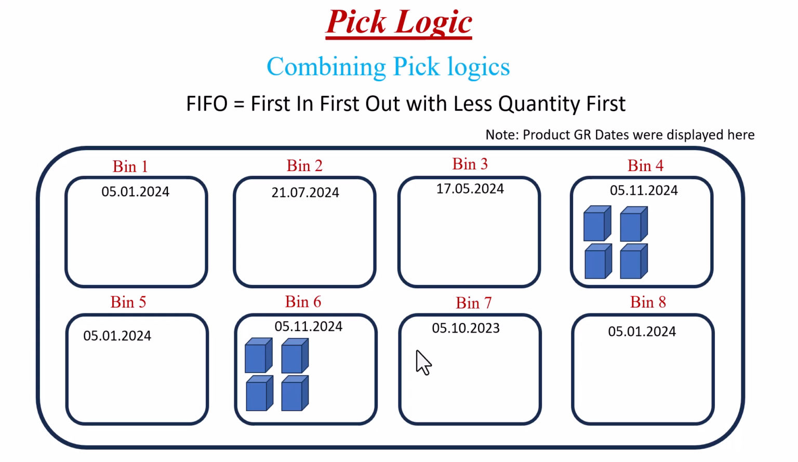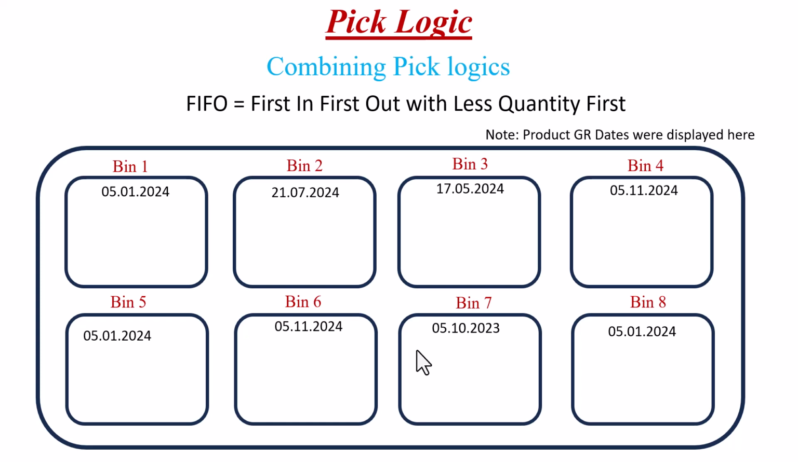So obviously, when we get very deep into the subject, we will come to know the bin sorting. When the criteria is satisfied for both the bins, the system will try to get the first bin based on the bin sorting. In the bin sorting, I have maintained bin 4 as the first bin, so your system will try to pick from bin 4 and bin 6.